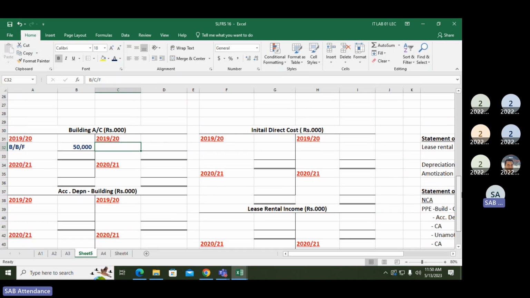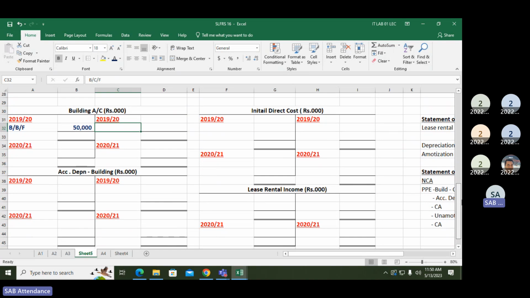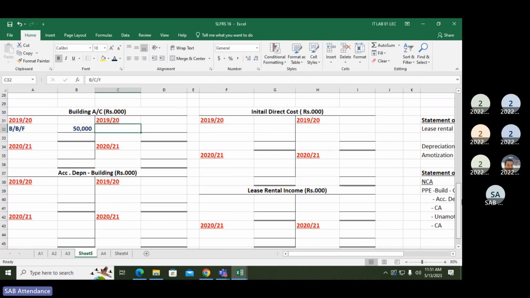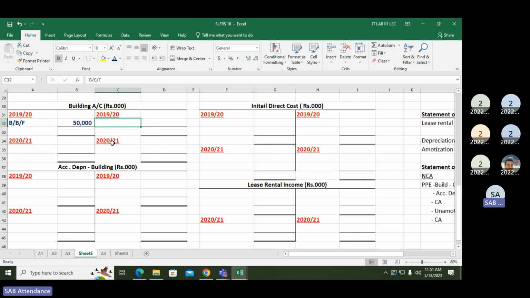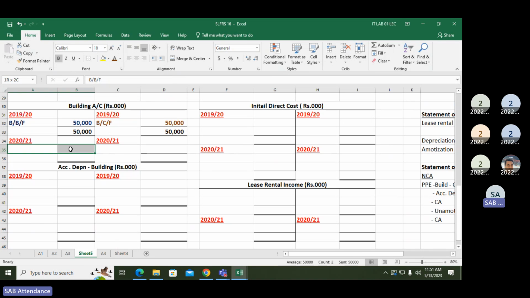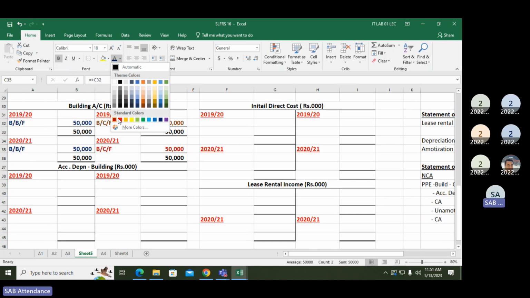I have shown this in rupees 1,000 on the lessor's side, right? Otherwise we can show the full 50 million, right? So you can carry forward that building 50 million as it is. Balance carried forward 50. It becomes balance brought forward next year. Brought forward 50, carried forward 50 million, right?